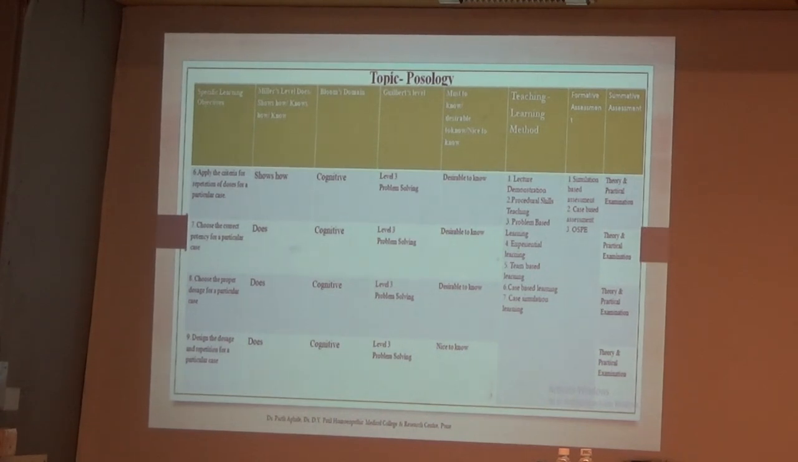If you give a case and say select the potency and the criteria for repetition, if he designs it, good. He has the complete knowledge. If he is not able to design, still, it is just nice to know. Here are the teaching learning methods: case-based assessment, OSPEs and case simulation, and then lastly you have the theory examination. You can have a checklist under practical examination, under objective structured practical examination.